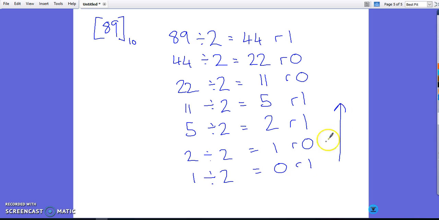And then I just read up from the bottom to get 1, 0, 1, 1, 0, 0, 1, base 2 in the binary system. And you can see that 89 only requires 2 digits in the decimal system, but in the binary system it requires 7 digits. So you can imagine that numbers in their thousands in the base 10 system would really require a lot of digits to express them in the binary system.